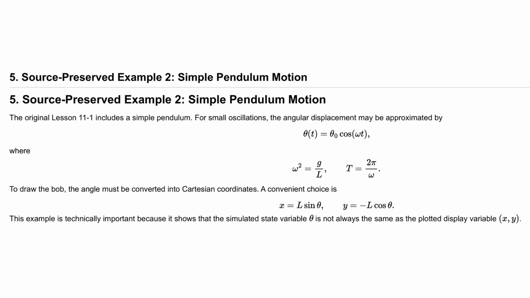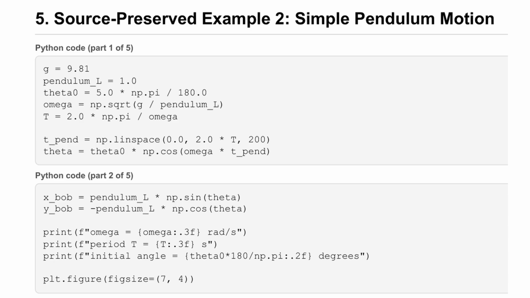Our second example models a simple pendulum. We use the small angle approximation, where the angle follows a cosine function, and then map this to Cartesian coordinates for plotting. We define the physical parameters, including gravity and the pendulum's length. We then calculate the natural angular frequency and the corresponding period of oscillation.